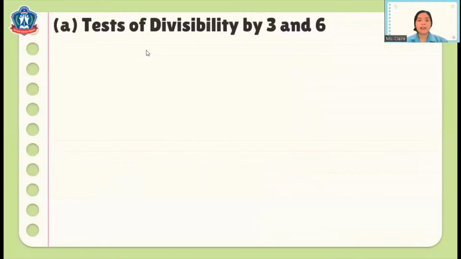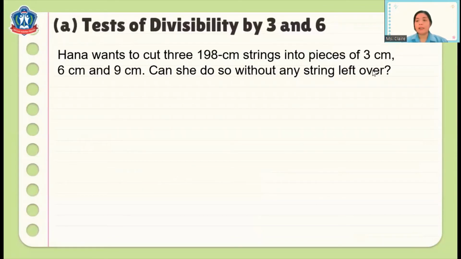Let's move on. Test of divisibility by 3 and 6. It means if a number can be divided by 3 and 6. Hannah wants to cut three 198 centimeter strings into pieces of 3 centimeters, 6 centimeters, and 9 centimeters. Can she do so without any string left over?